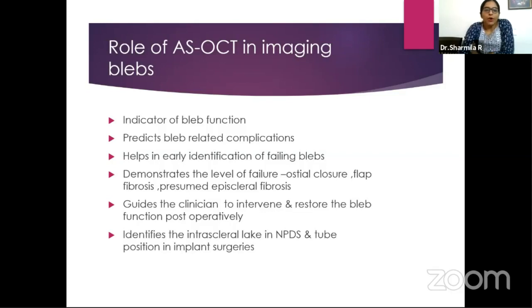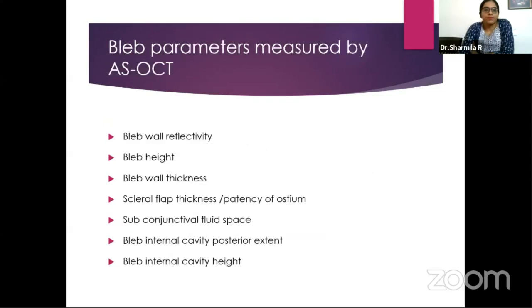So this is very important in guiding the clinician on the intervention, that is, whether to do a needling, a suturolysis, or a 5-FU injection. So all these are very easily picked up at an earlier stage, and it helps in restoring the bleb function postoperatively. It is also very useful to find out the presence of an intrascleral leak in a non-penetrating deep sclerectomy surgery, and also to identify the tube position in implant surgeries.